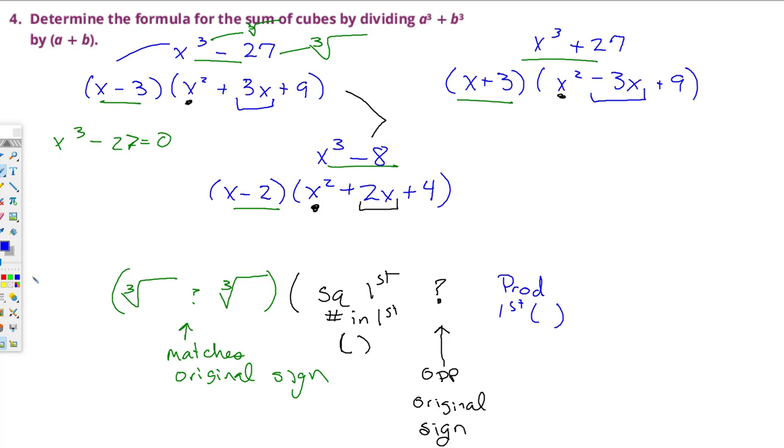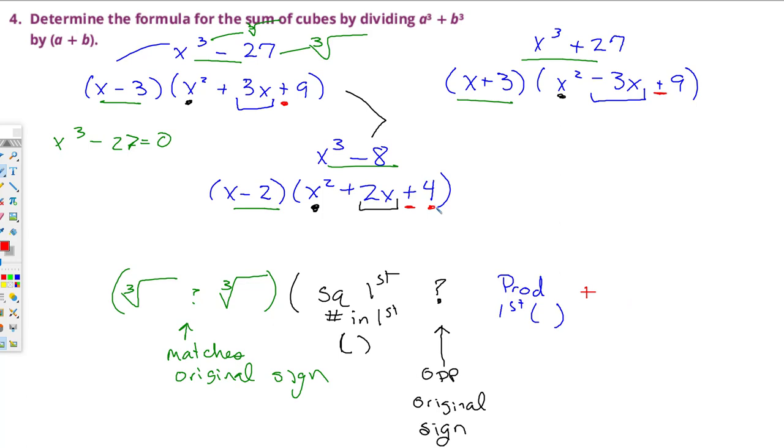What sign is going to go next? So what sign was my last sign on all of these? Always positive.